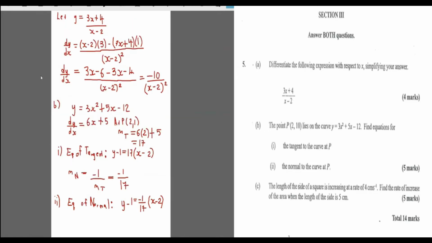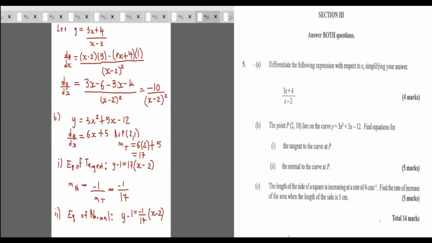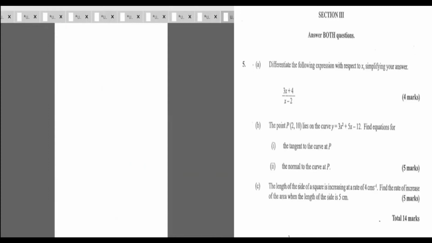Okay, nice and easy. Now let's look at the next part of the question, part C. Part C says the length of the side of a square is increasing at a rate of 4 meters per second. It says find the rate of increase of the area when the length of the side is 5 centimeters. Now, this is differentiation, but we're going to use chain rule to do this question.